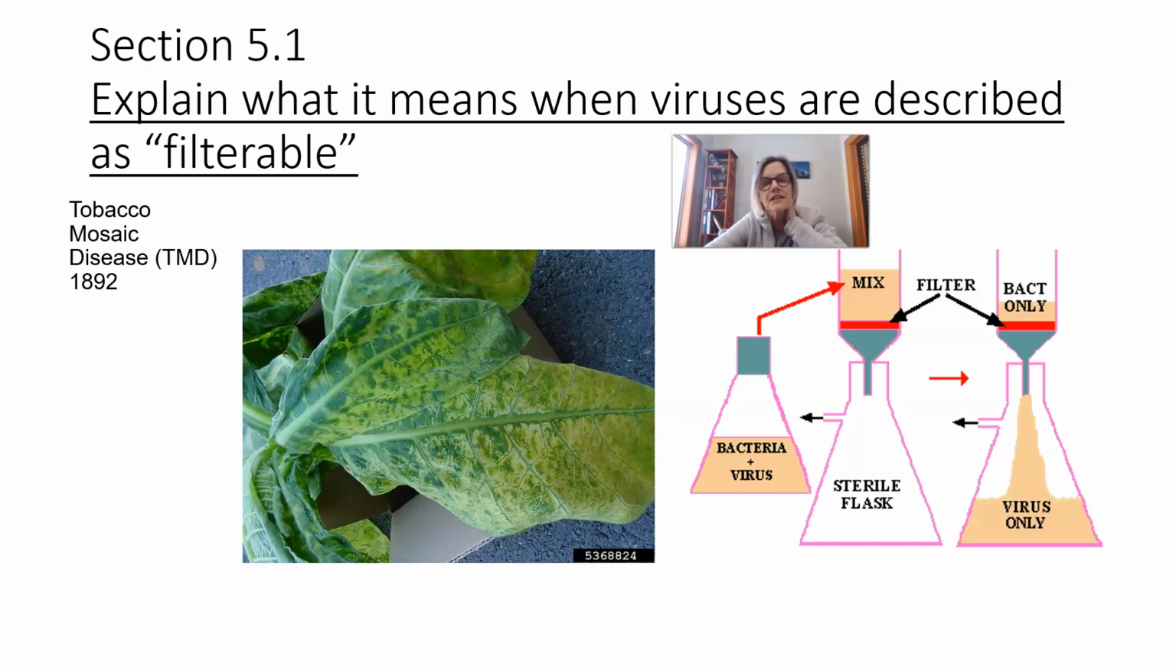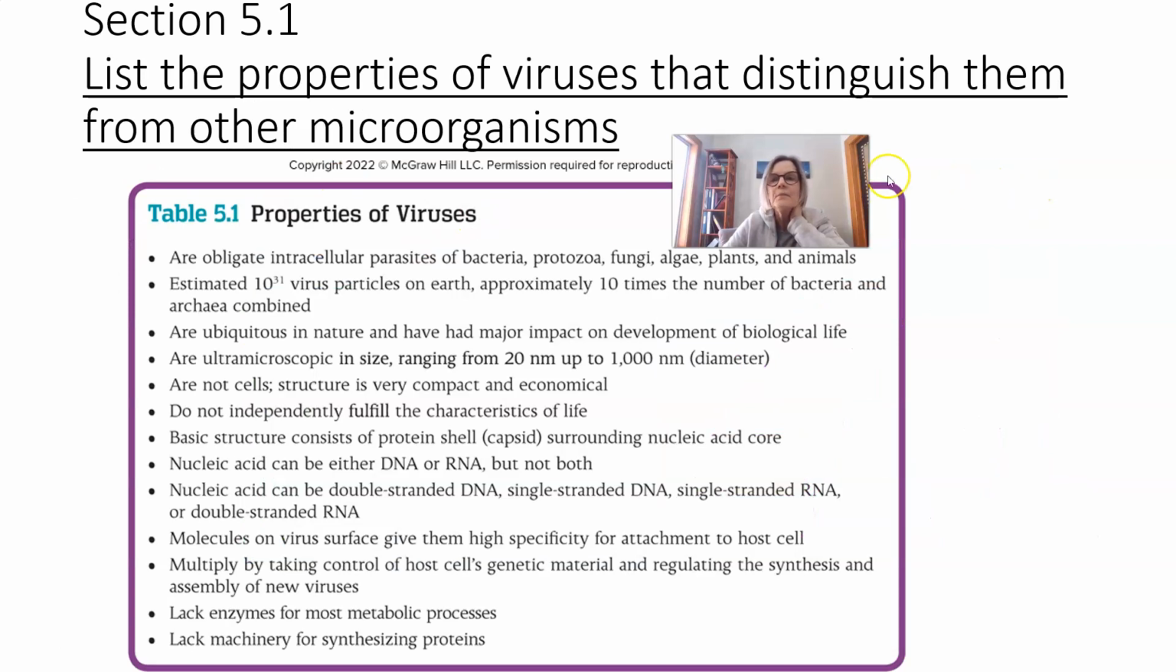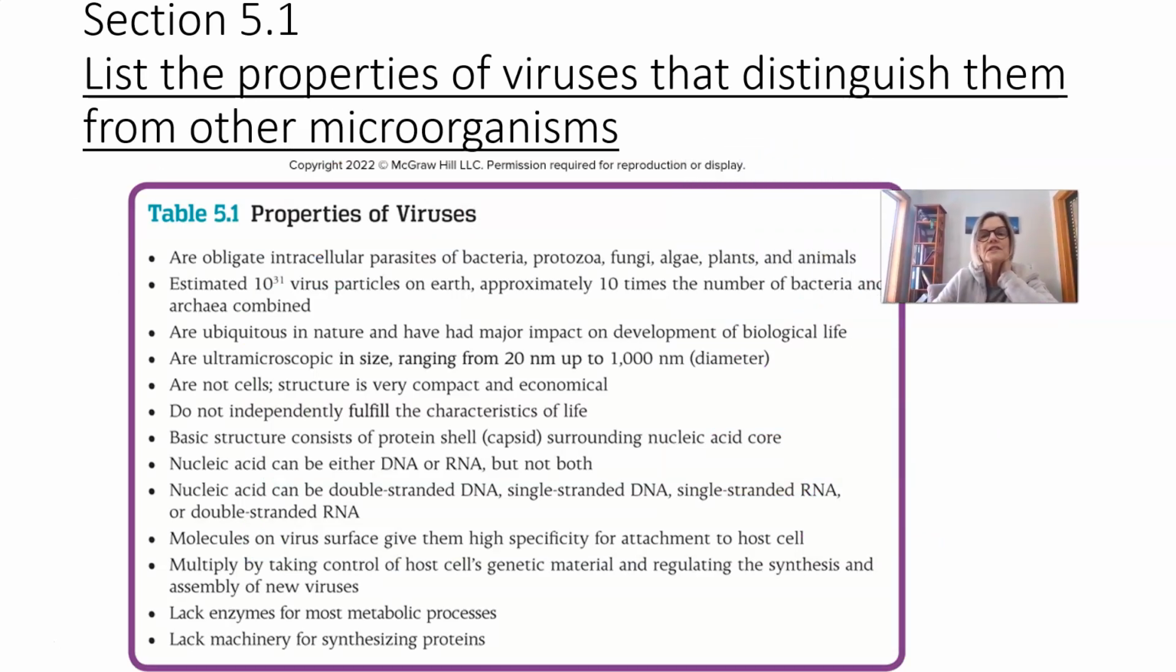And the very first thing scientists learned about viruses is they caused infectious disease, but they were smaller than bacteria. They could go through the holes in those filters. So the very first thing we knew about viruses as pathogens is that they were filterable. They were small. But there's all sorts of other things we've learned since then.